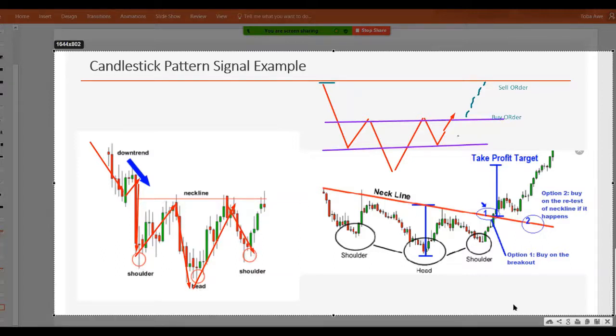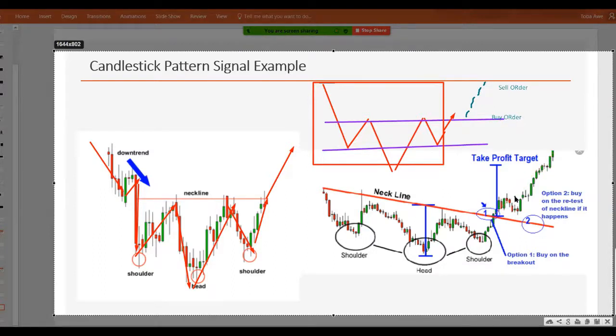Just like here, I identified this head and shoulder before the market broke this neckline. This neckline is referring to the resistance. So I can say, oh, price is coming up, and anticipate that price is going to break this line and move higher. So that's what we have here. This is the shoulder, this is the head. Now the price broke the neckline, which is the resistance line, and we see price move higher.